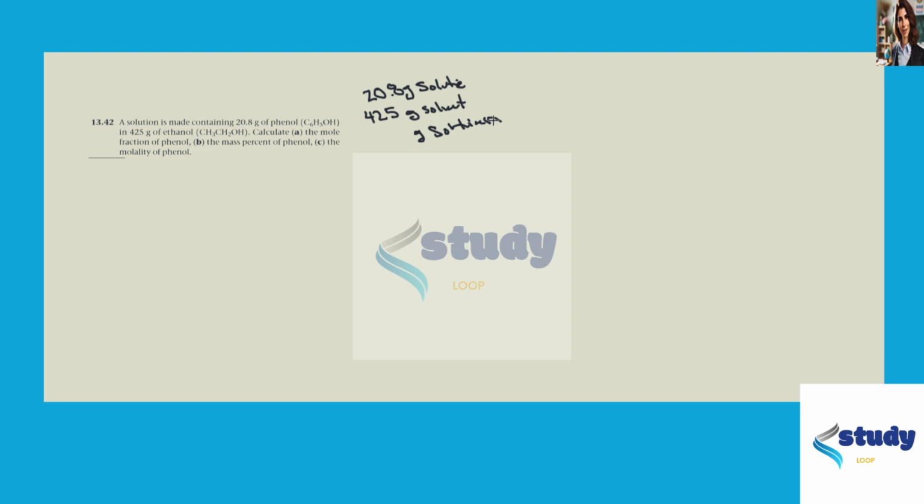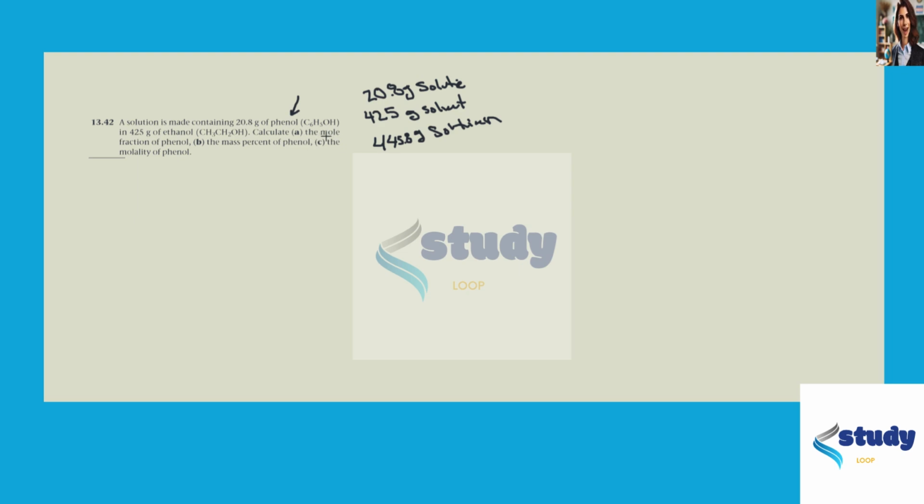We're just going to add them up real fast and put that off to the side before we start looking at how to start answering questions. Just a quick recap there. 445.8. All right, they want us to calculate the mole fraction of phenol, the mass percent of phenol, and the molality of phenol. So phenol is here. So that's our solute. So that's awesome.